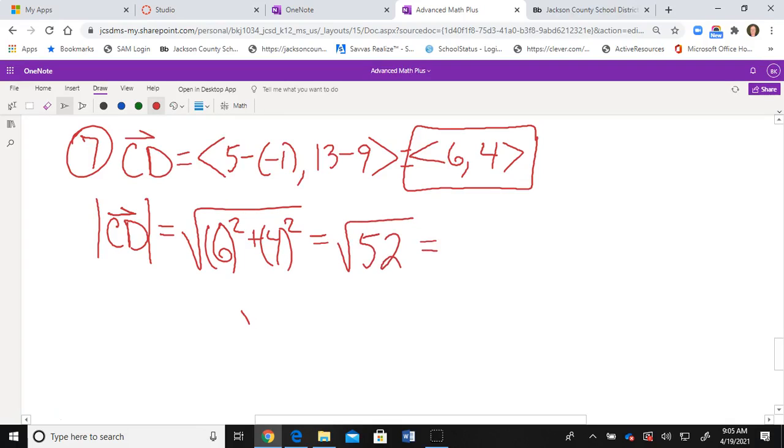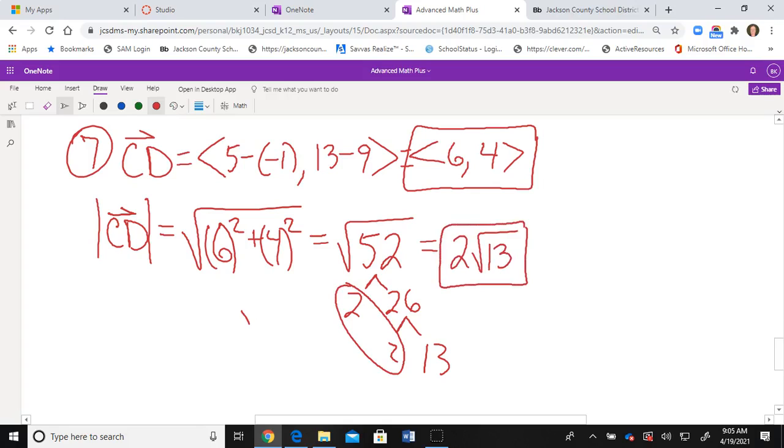These are the ones they want you to write as a simplified radical. So we'll do this real quick. 2 will go into 52 how many times? 26. Will 2 go into 26? Yes. Will anything go into 13? No. So we have a pair of 2's. It comes out front, and we have a 13 left under the radical. So 2 square root of 13. That's your final magnitude.